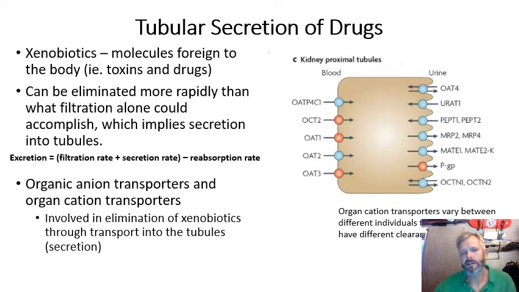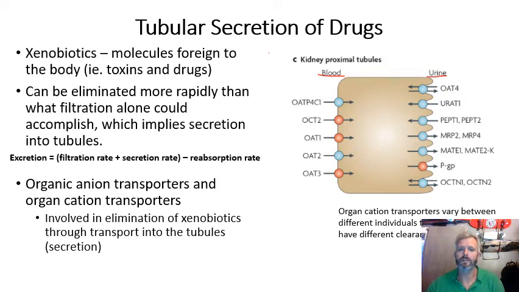Now let's look at secretion. We discussed secretion as the process of moving stuff from the blood into the tubules. This does not take place at the glomerulus capsule. It's not filtrate, so we're actually taking them from the blood and putting them into the filtrate, into the tubule of the nephron. This allows us to eliminate things more rapidly. If a drug can be filtered and also secreted, we can eliminate it quickly.